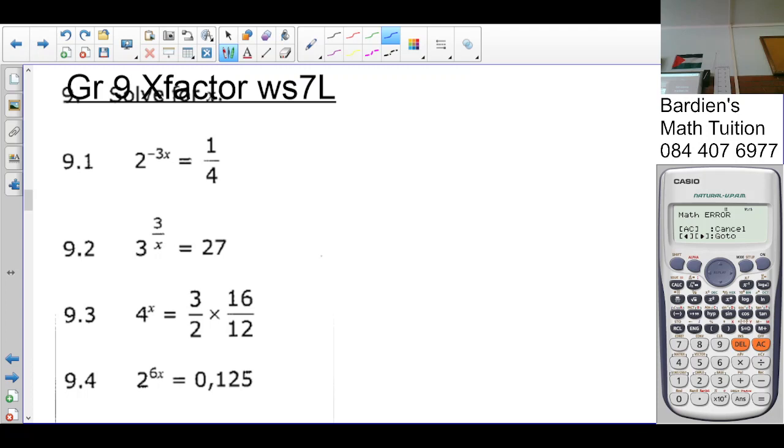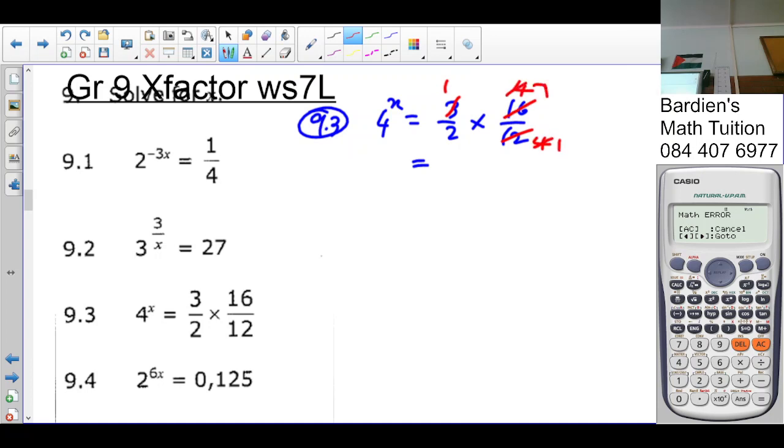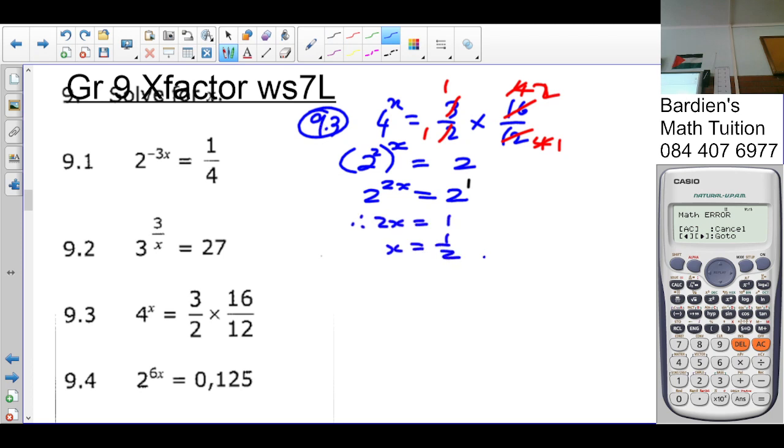Alright, so let's see, 9.3. 4 to the x equals 3 over 2 times 16 over 12. So 3 goes into 3 once, 3 goes into 12 four times, 4 goes into 4 once, 4 goes into 16 four times, and 2 goes into 4 twice and 2 once. So that is 2. Now 4 can be written as 2 squared. Multiply the exponents, so 2 to the 2x equals 2 to the 1. Therefore 2x is equal to 1. x is then a half.